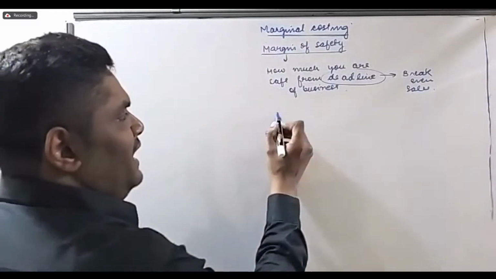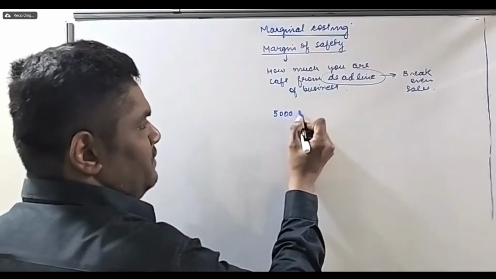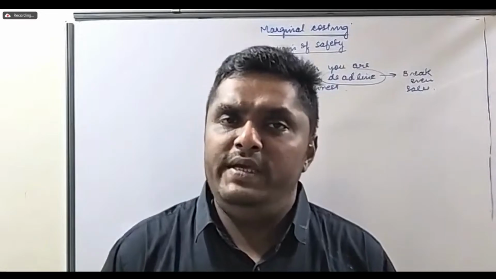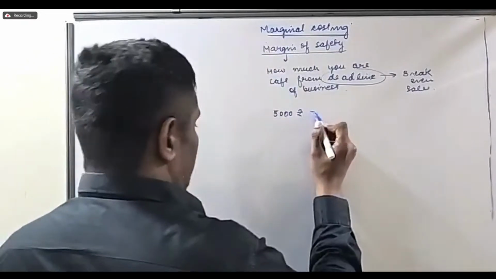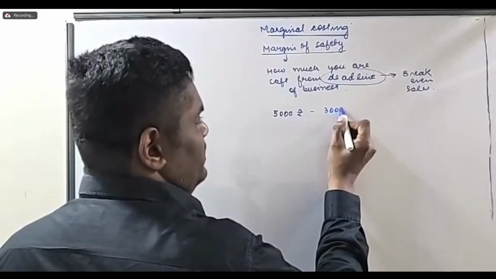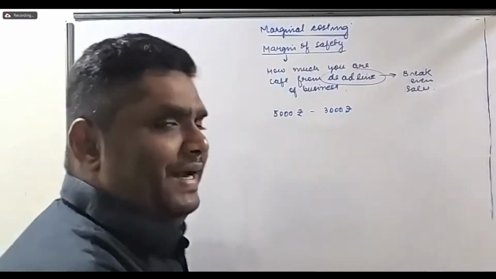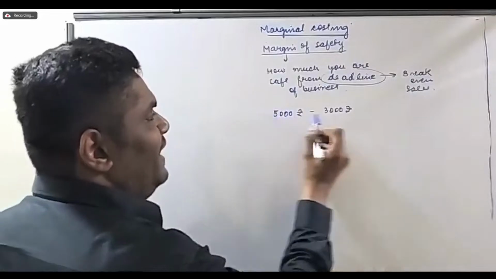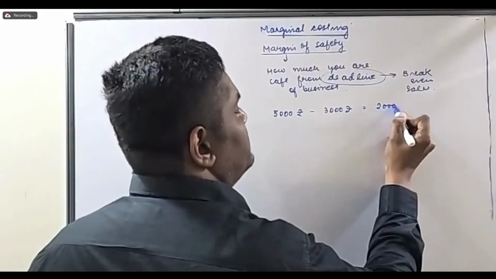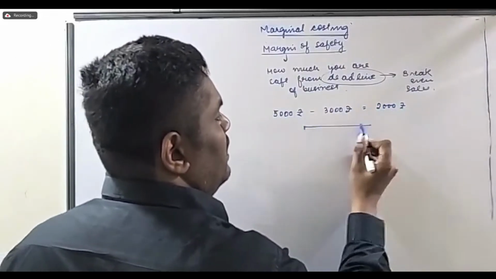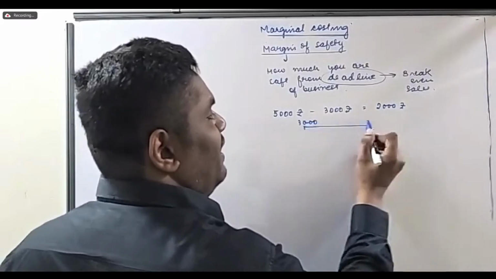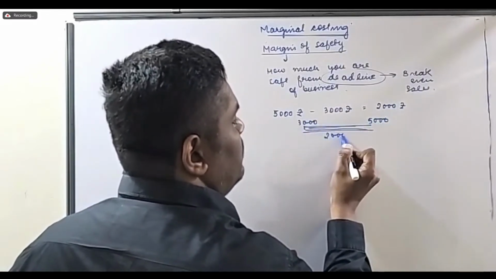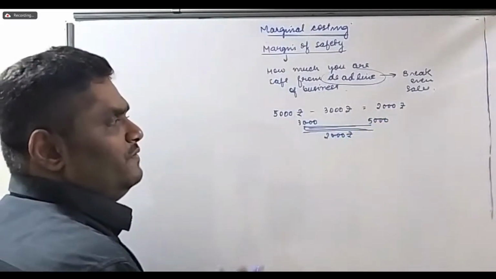So let's say currently we are at a sales of 5,000 rupees, and let's say my deadline is what? 3,000 rupees. So it means how much safe I am? 2,000 rupees. So let's say this is my deadline. I'm here at 5,000. So how much safe I am? 2,000 rupees. So this is my margin of safety.